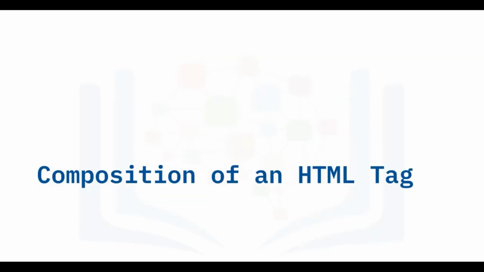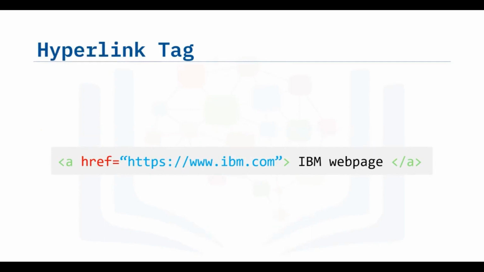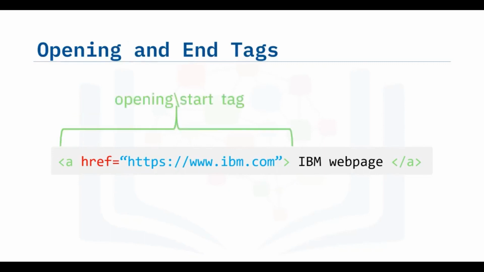Let us take a closer look at the composition of an HTML tag. Here is an example of an HTML anchor tag. It will display IBM, and when you click it, it will send you to ibm.com. We have the tag name, in this case, A. This tag defines a hyperlink, which is used to link from one page to another. It is helpful to think of each tag name as a class in Python and each individual tag as an instance. We have an opening or start tag, and we have the end tag.